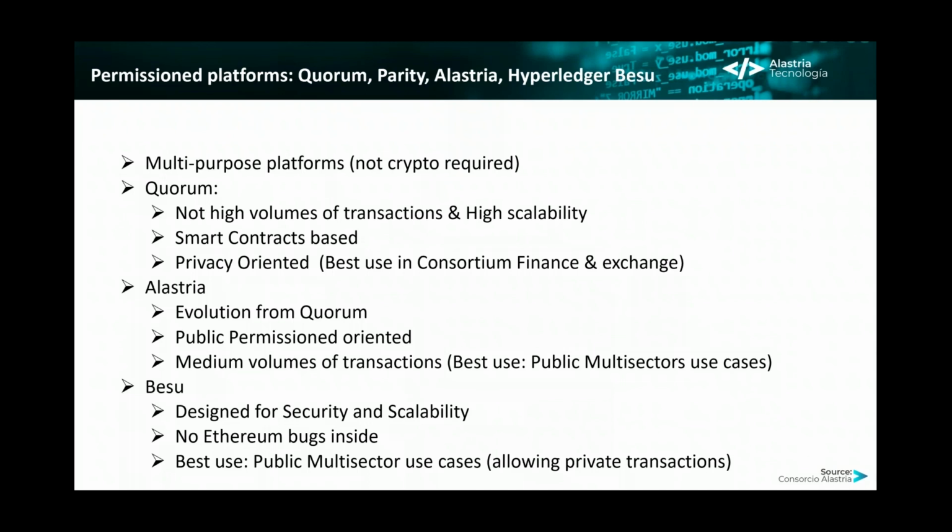The Alastria network T is permission oriented, and the people that were working on it created a medium volume of transactions, about 1,000 transactions per second. That is maybe enough for public multi-sectors, okay? Again, if you need a very, very high number of transactions, that is also not your network.